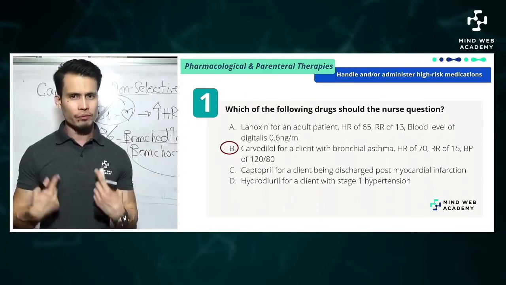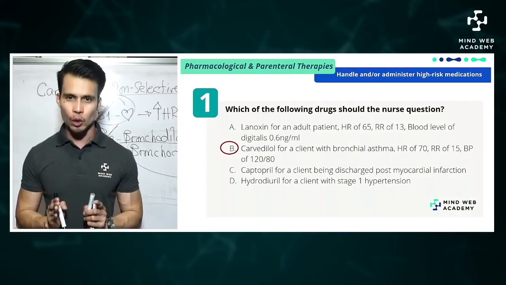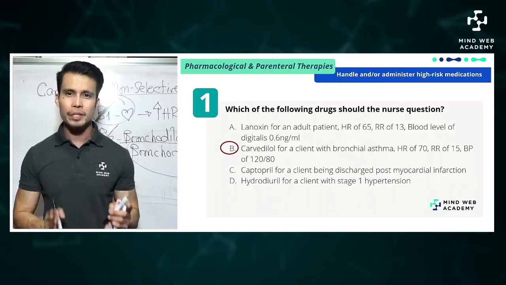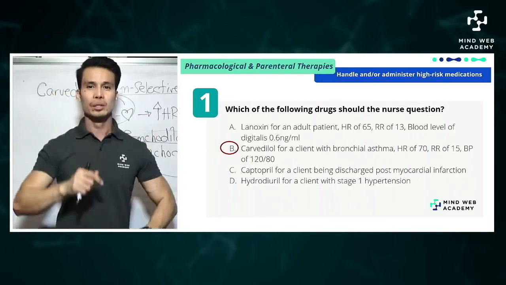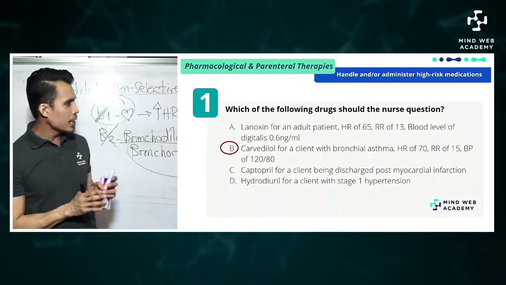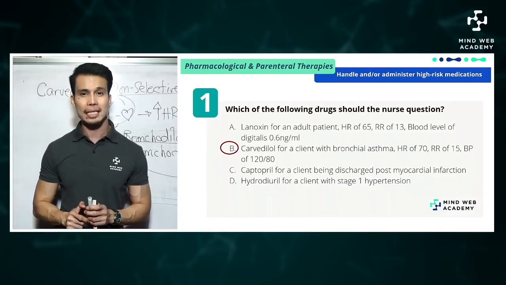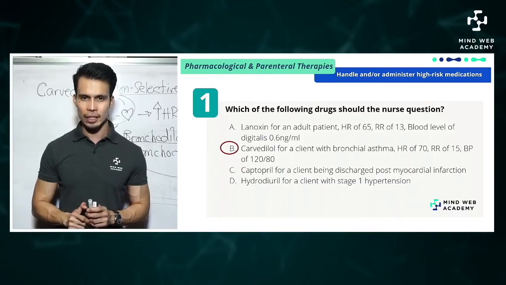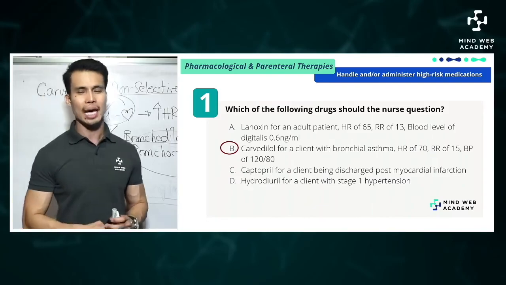No more of this discussion in our actual digital program. That is how we explain in MindWeb. Question lanoxin if the heart rate is below normal. But at this point, the best answer is letter B because carvedilol is a non-selective beta blocker. I hope everything is clear and congratulations to those who got the correct answer.